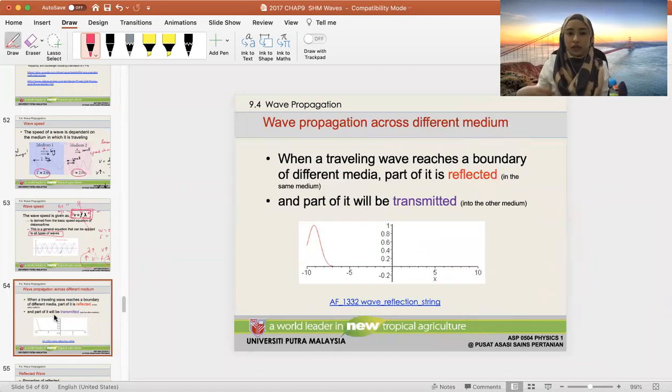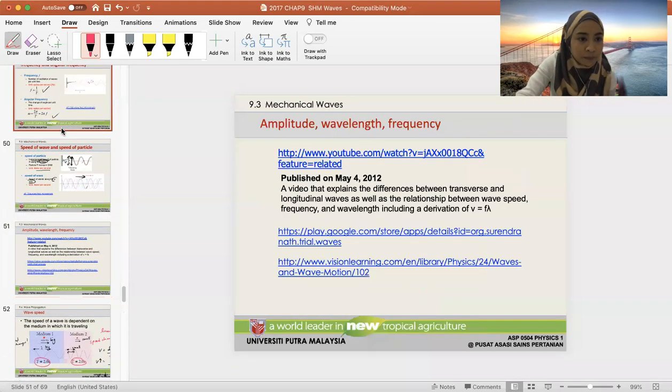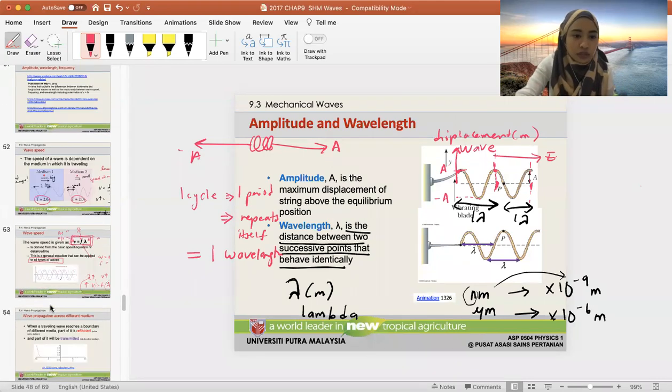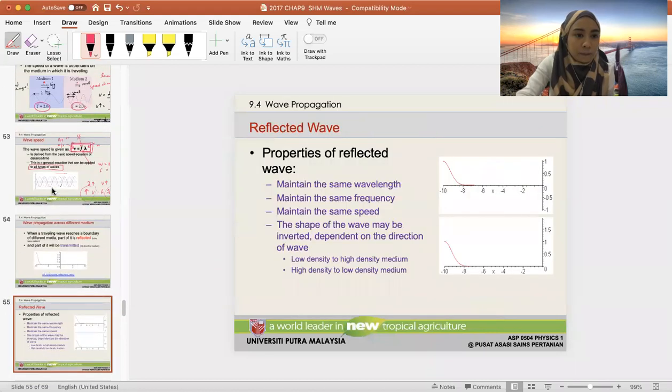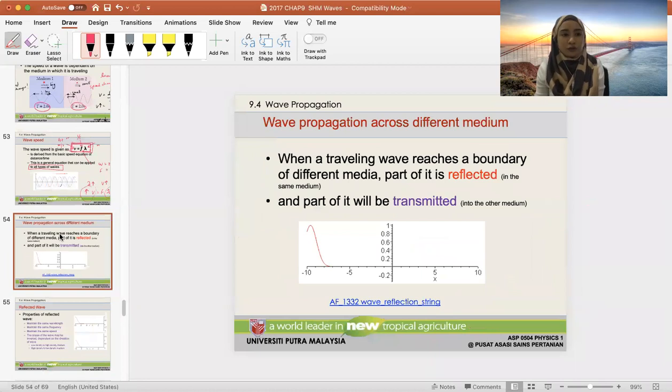So now, we have finished talking about V. V equals F lambda. That is your very, very important equation. What other equations have we learned so far? Have we learned anything else apart from that? We learned about amplitude, we learned about lambda. So that is the equation, V equals F lambda. That's your first equation for this part.